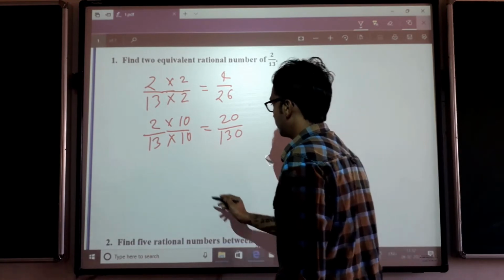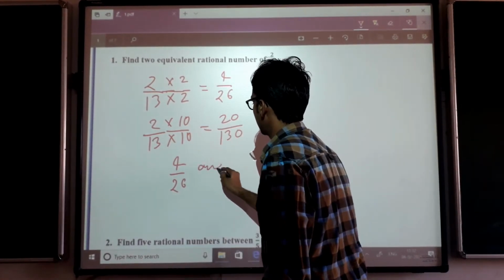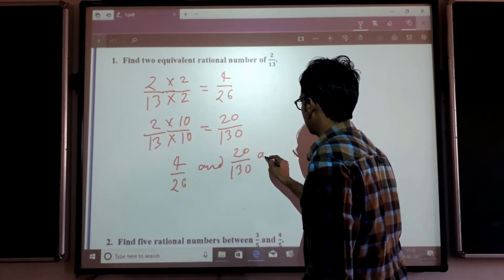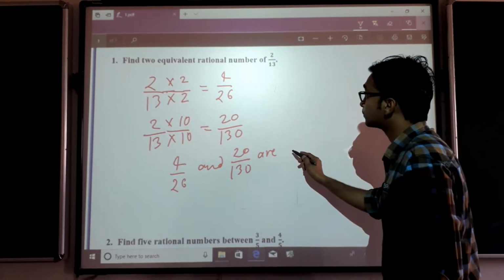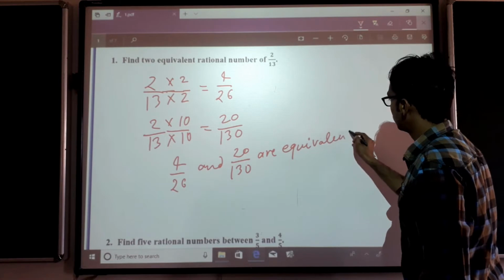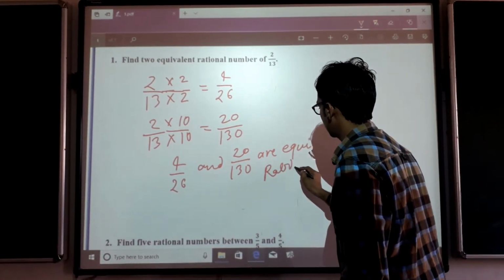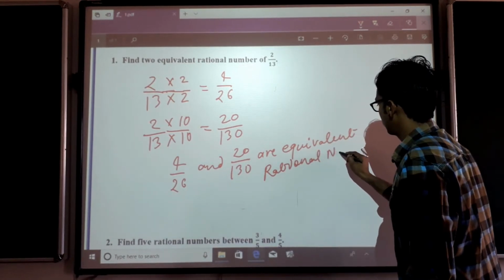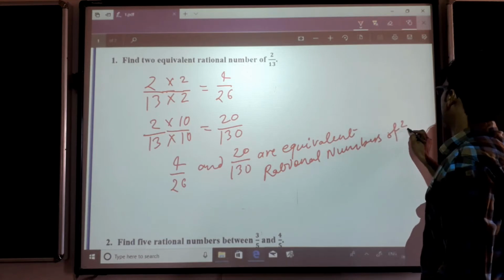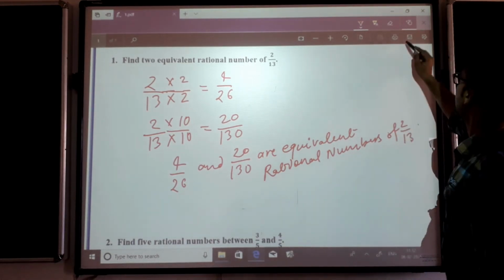So we can write here 4 upon 26 and 20 upon 130 are equivalent rational numbers of 2 upon 13. Okay, so let's move to the next question.